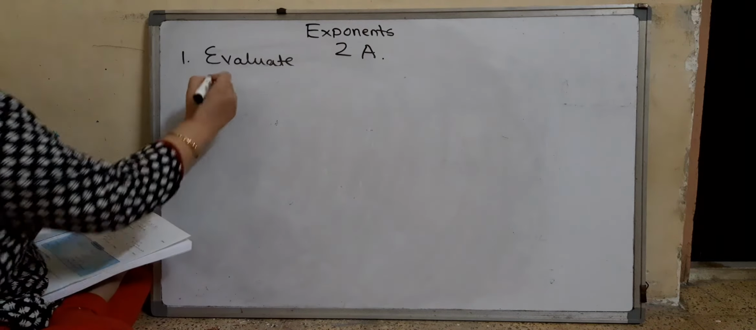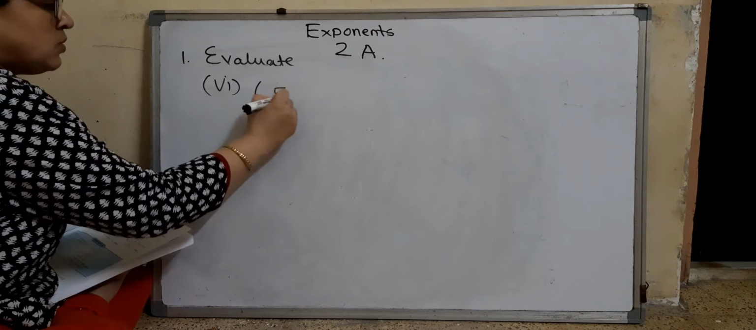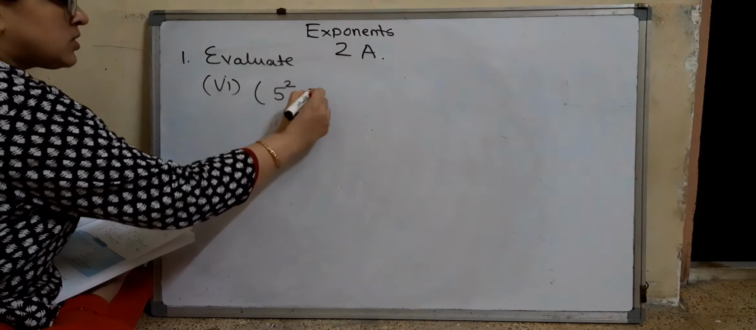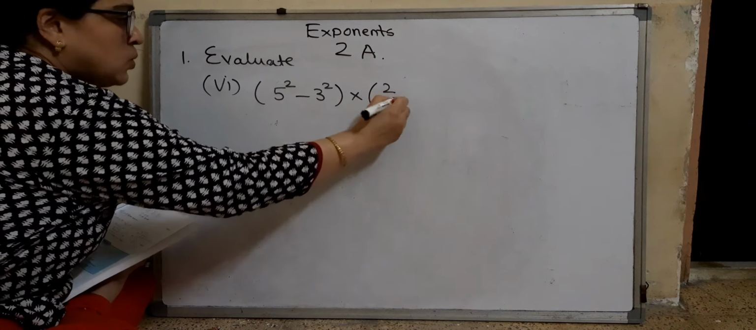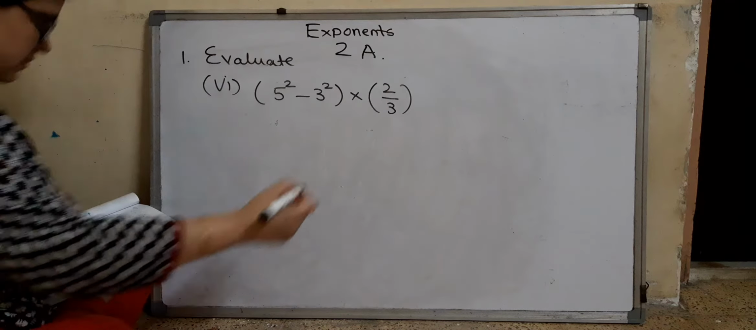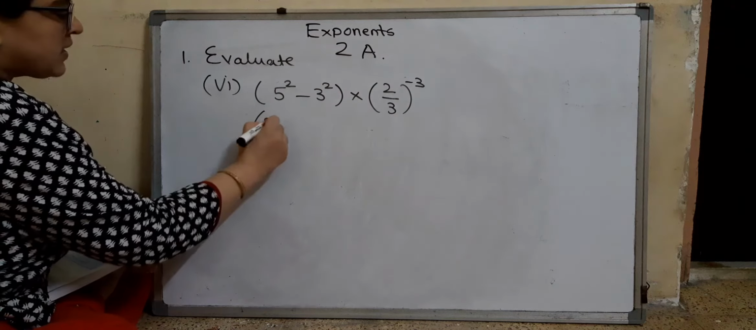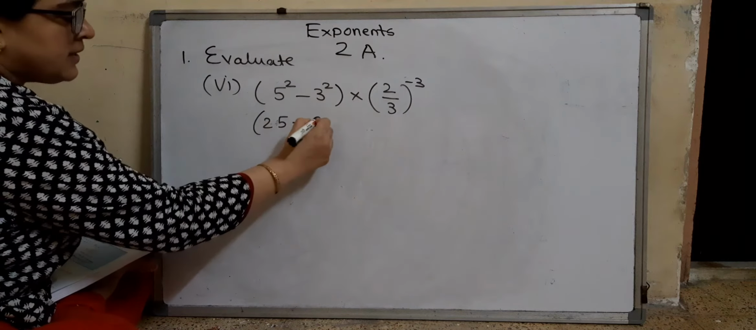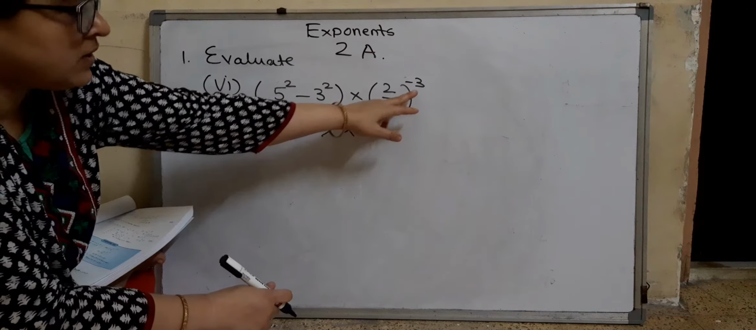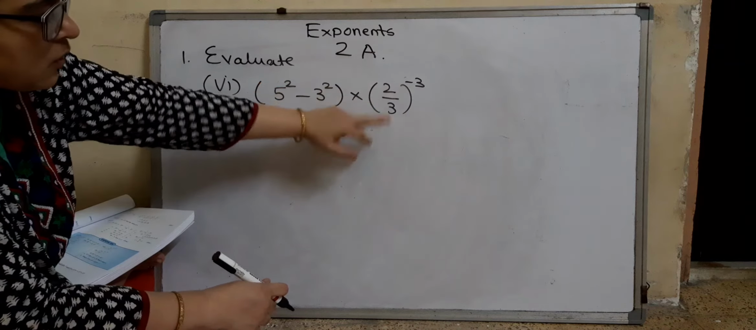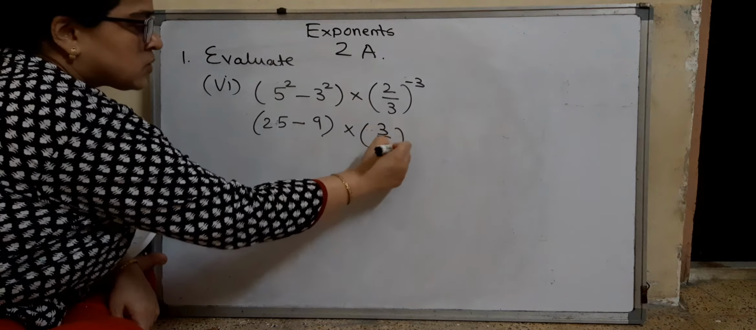Now sixth sum. 5 raised to 2 minus 3 raised to 2, multiplication 2 upon 3 raised to minus 3. Now 5 fives are 25, 3 threes are 9, multiplication. Now it is a negative power. So do the reciprocal and then it will become positive: 3 upon 2 raised to 3.